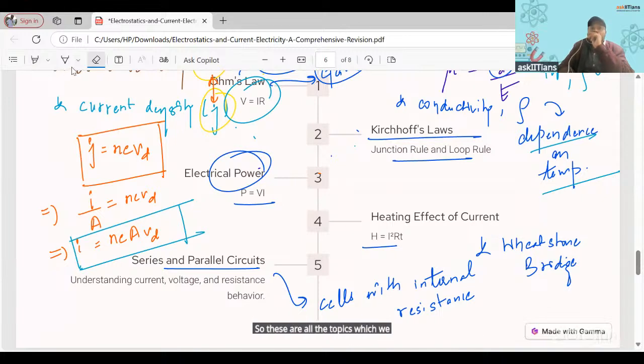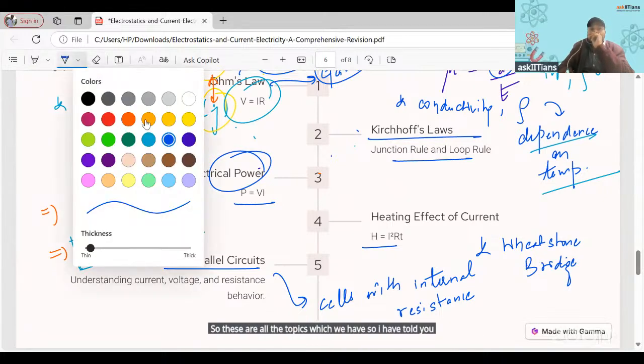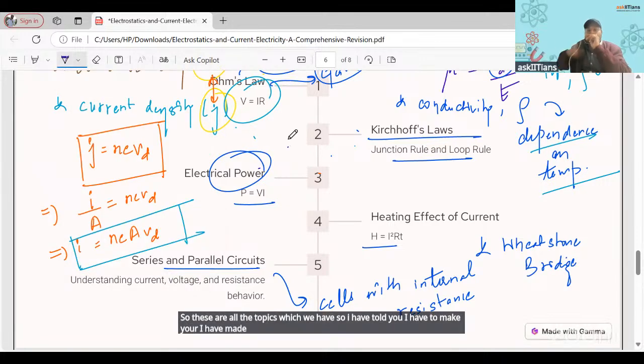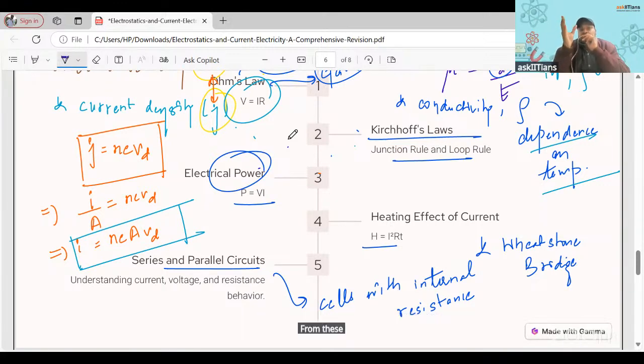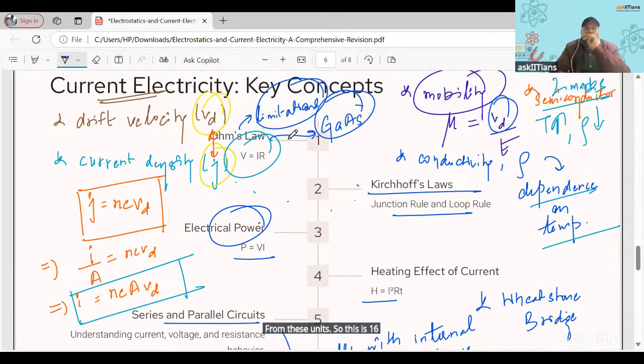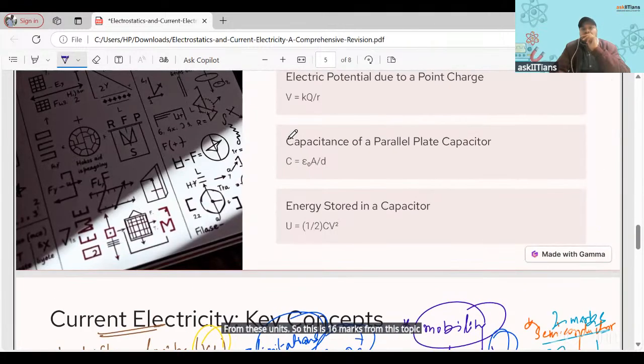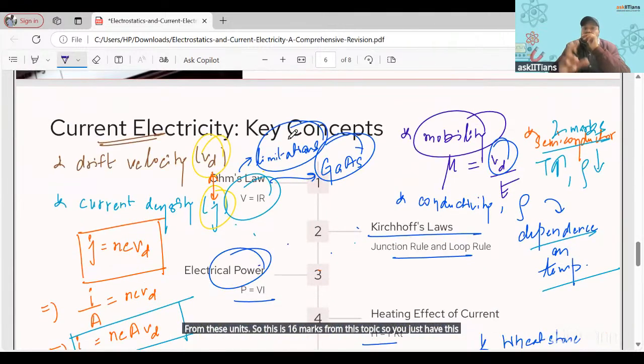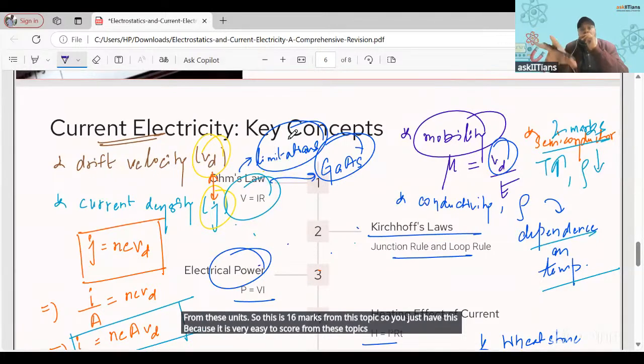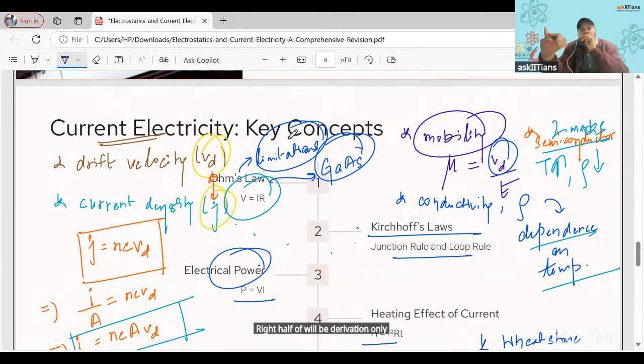I have made your mind run through the various topics you need to cover before your physics exam from these units. So this is 16 marks from this topic. It is very easy to score from these topics because most of the part is derivations. In 16 marks, 6 to 8 marks will come from derivations only, half will be derivations, and then some numerical, some theory.